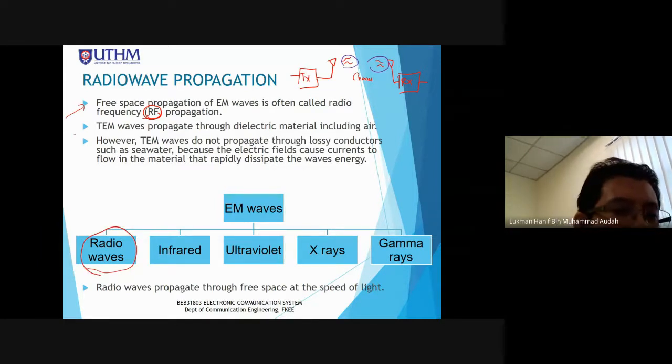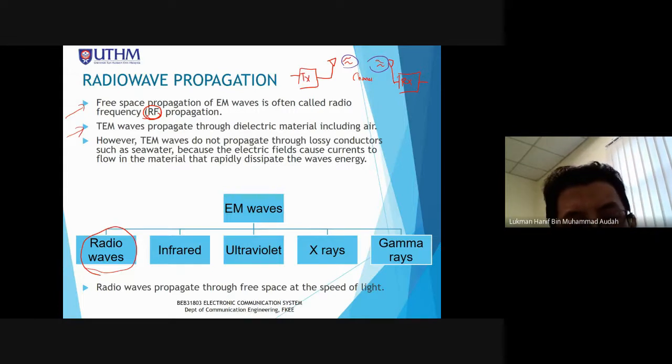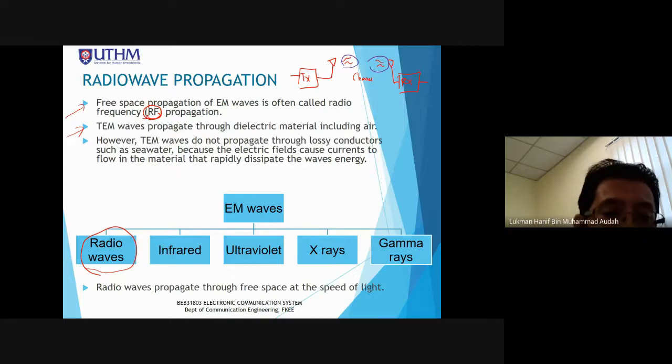Looking at the term, transverse electromagnetic waves propagate through dielectric material including the air. However, TEM waves do not propagate through lossy conductors such as seawater because the electric field causes current to flow in the material that rapidly dissipates the wave energy.